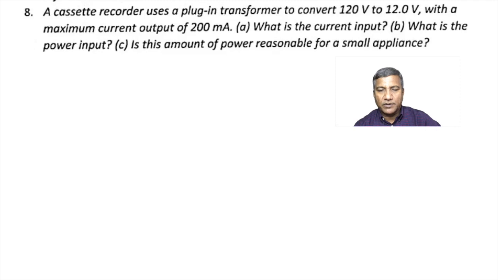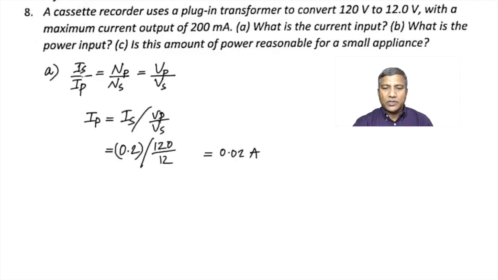In this question number 8, a cassette recorder uses a plug-in transformer to convert 120 volt to 12 volt with a maximum current output of 200 milliampere. And so what's given is 120 volt, that's the primary voltage. The 12 volt is the secondary voltage, and the output current is the secondary current because the output is the secondary. And we are asked to calculate A, what is the input current?